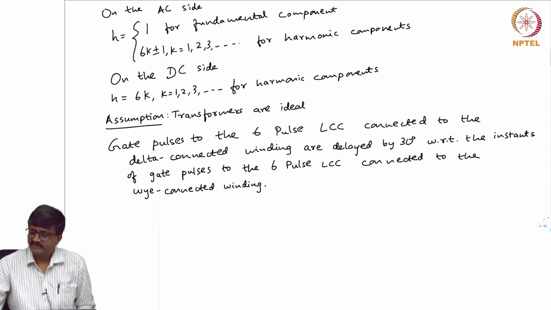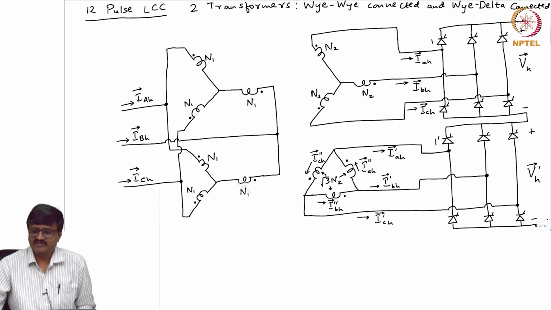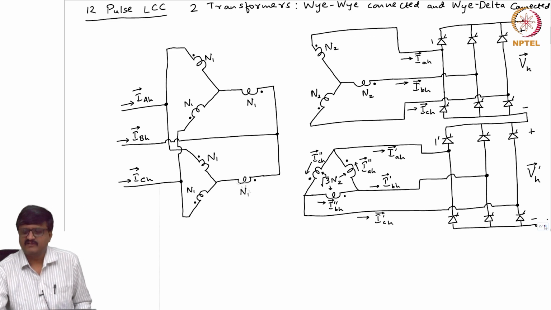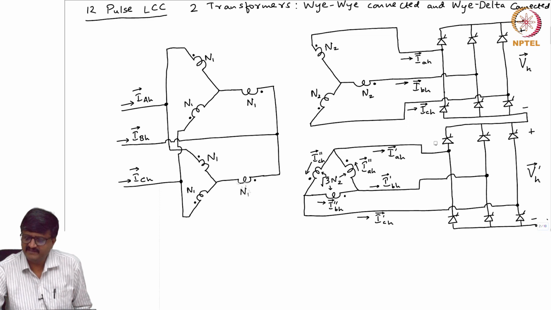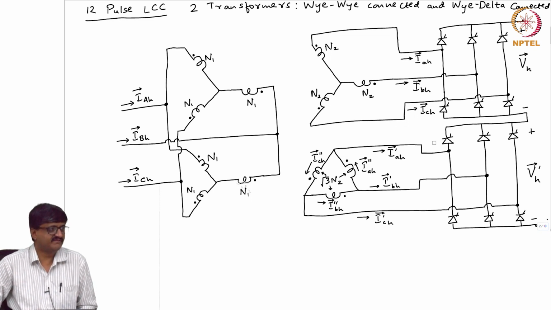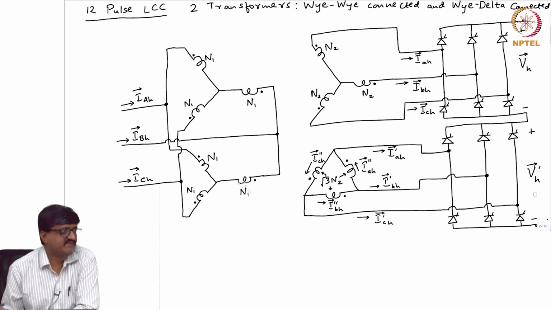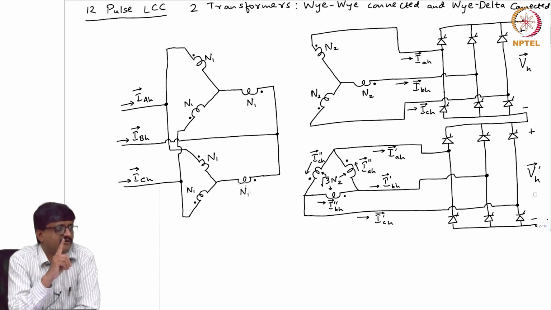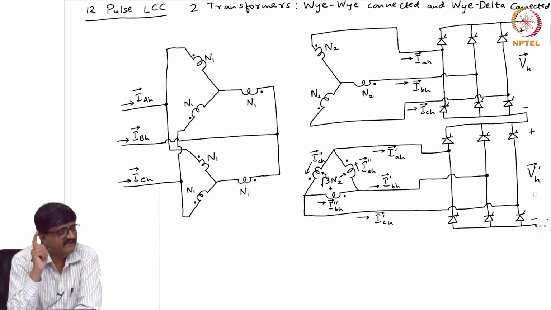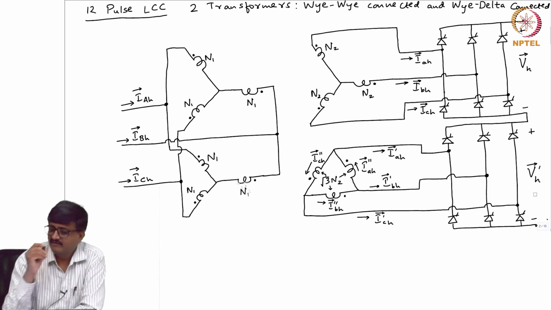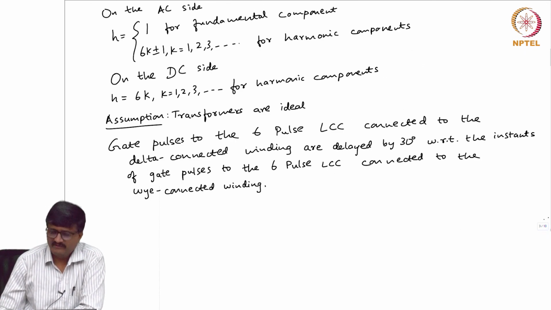Now let me give some expressions for these complex currents that I have shown: IAH, IBH, ICH. This was just written for the sake of explaining that the gate pulses are delayed by 30 degrees. Suppose I take this IAH. I said h can take a value of 1 or 5, 7, 11, 13 harmonic component. So it is either 1 or 6k plus minus 1 for all positive integer values of k.